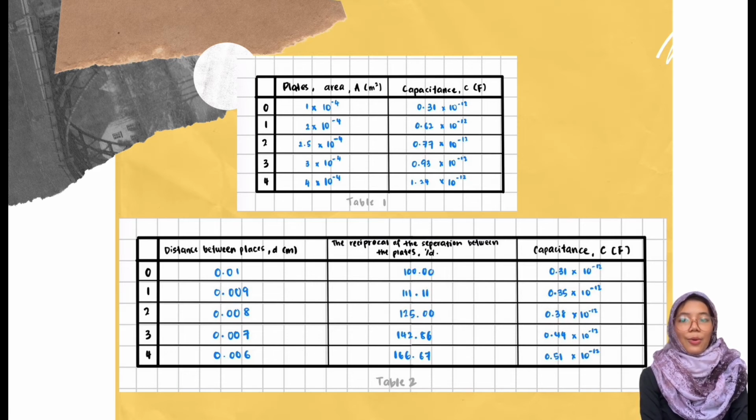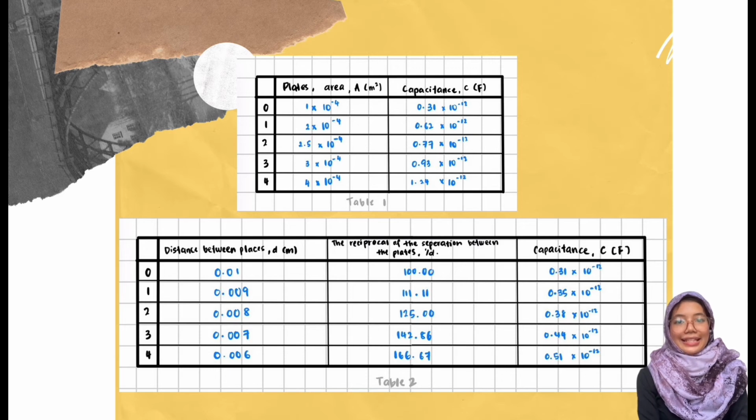and for 4 we got 0.006. The reciprocal of the separation between the plates, 1 over D. For 0 we got 100.00, for 1 we got 111.11, for 2 we got 135.00, for 3 we got 142.56, and for 4 we got 166.67.